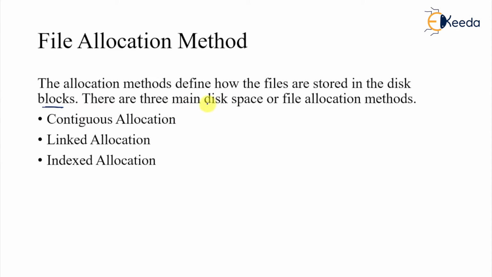There are three main disk space or file allocation methods. One is contiguous, second is linked, and third is indexed allocation. What we are talking about is how a file is going to be stored in the disk blocks, and that is defined by these three different methods.